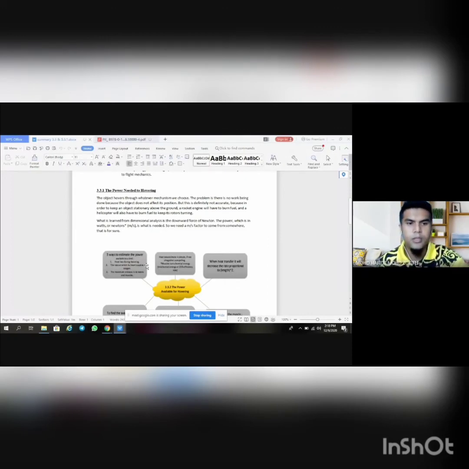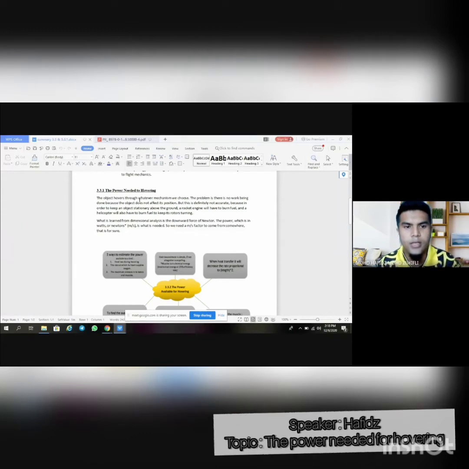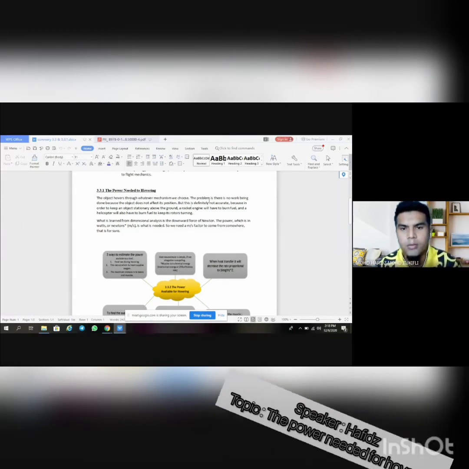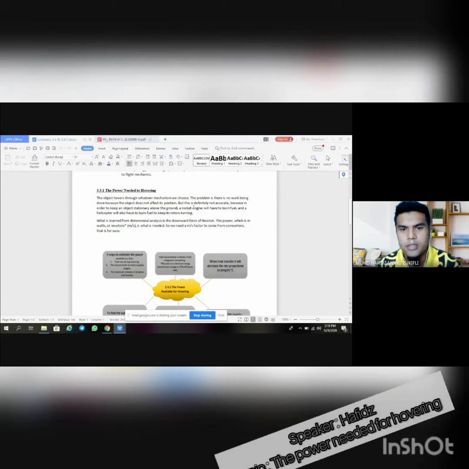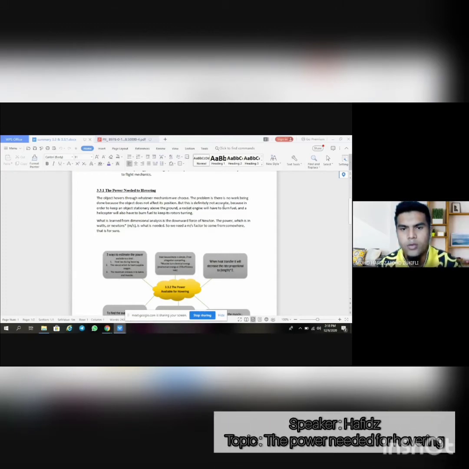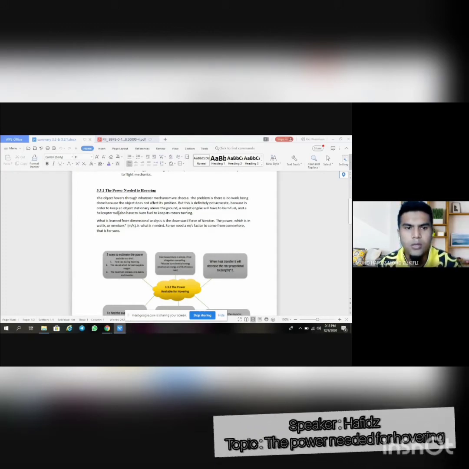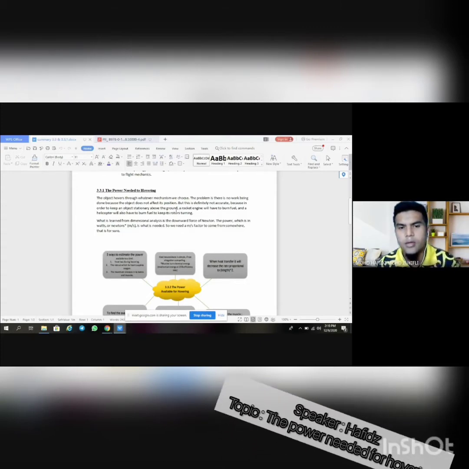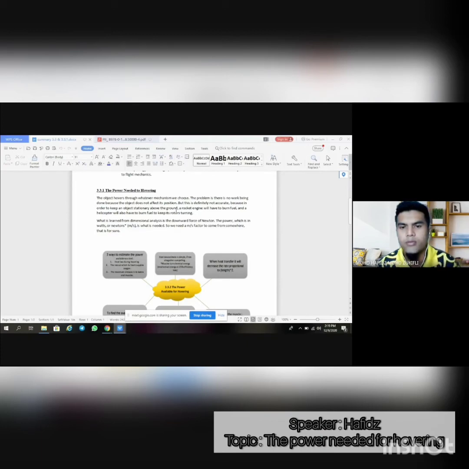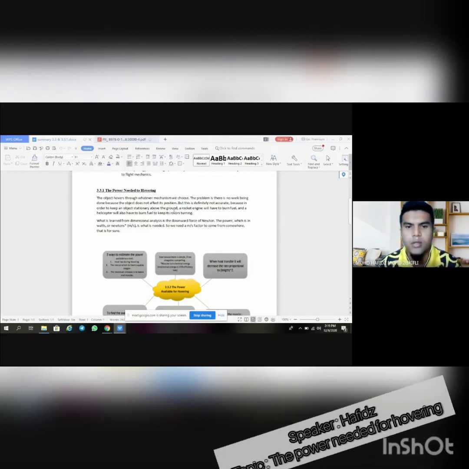For topic 3.3.1, it is the power needed to hover. The object hovers through whatever mechanism we choose. The problem is there is no work being done because the object does not change its position. But this is definitely not accurate, because in order to keep an object stationary above the ground, a rocket engine will have to burn fuel, and a helicopter will also have to burn fuel to keep its rotor turning.